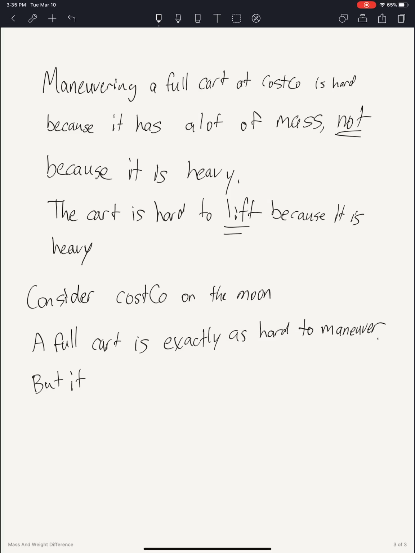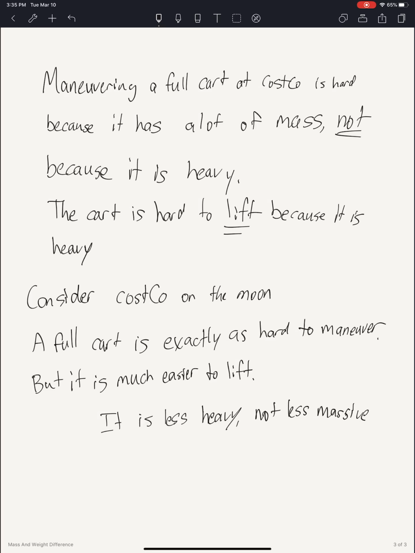But it is much easier to lift. Why? It is less heavy, not less massive. You need to understand that weight and mass are different because people associate them with all the same stuff. They assume if it's heavy, then it's hard to maneuver as well as lift. That is not true. Those are independent things.